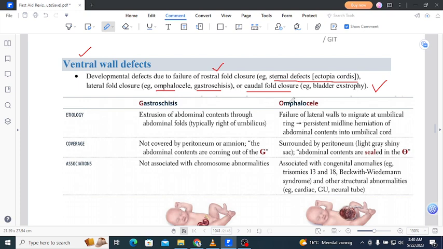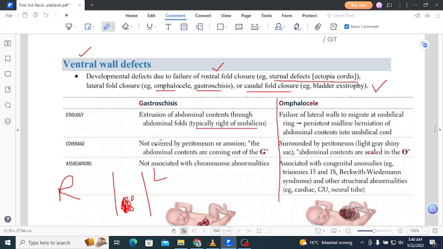So let's talk about the gastroschisis and the omphalocele. The gastroschisis etiology: it is the extrusion of the abdominal content through the abdominal fold, typically right to the umbilicus. There is no specific association for why it is present mostly on the right side, but it is most commonly on the right side of the umbilicus. Like suppose this is the fetus and this is the umbilicus, this is the right side and the left side. So gastroschisis is herniation of the naked intestinal loops outside the body to the outside environment, happening most commonly on the right side of the umbilicus.